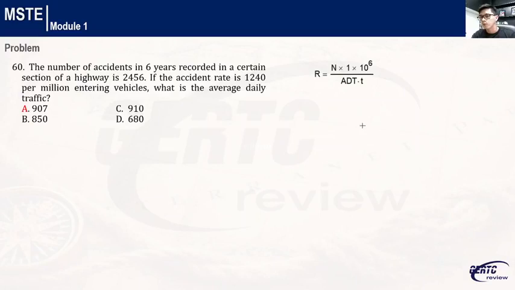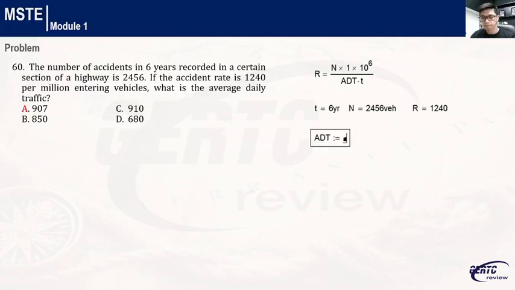Okay. So, yung given dyan, the time is 6 years. Then, we have the number of accidents. So, the number of accidents is equivalent to 2456. Vehicles yung unit dyan, 2456 vehicles na-accidents. Then the accident rate, that is the value of R. Accident rate is 1 to 40. Unitless yan. Then, we are required to calculate the ADT, average daily traffic. Okay? So, cross-multiply na lang natin.